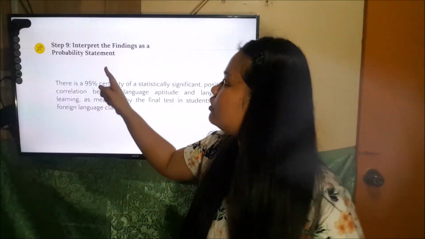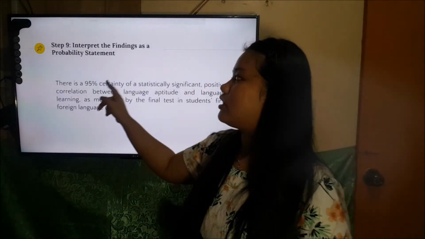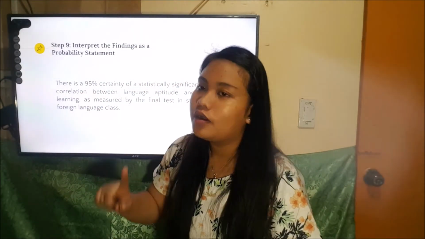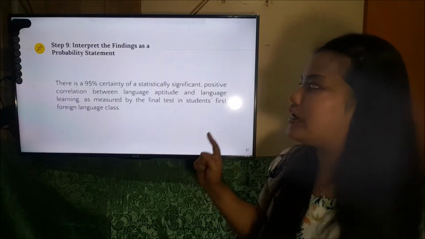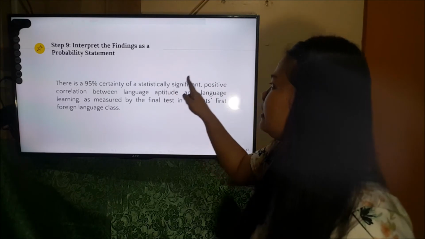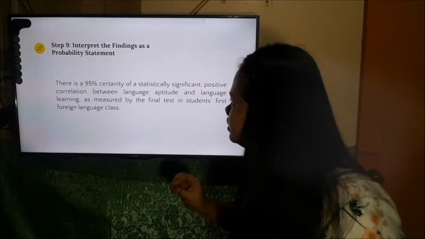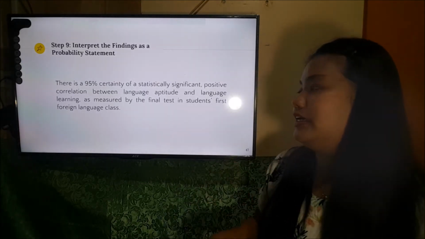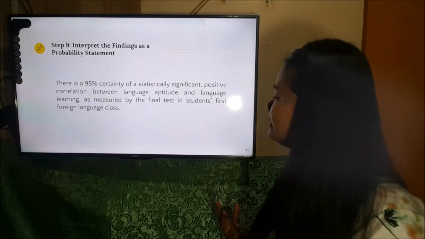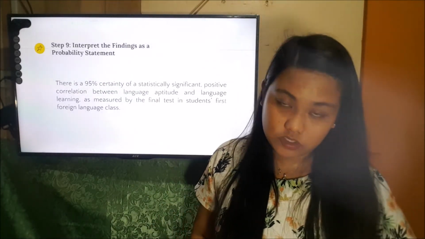Step 9 is to interpret the findings as a probability statement. Since our alpha is 0.05, we could say that there is a 95% certainty of a statistically significant positive correlation between language aptitude and language learning as measured by the final test in students' first foreign language class.